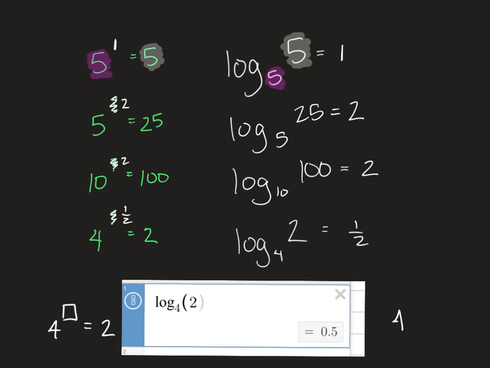Or heck, you could even say 4 to the what would give me 34, because I don't know what that number is. But if you plug that into a calculator, you could figure that out. That's kind of the point of logs: you'd rewrite this as log base 4 of 34 is equal to what number?